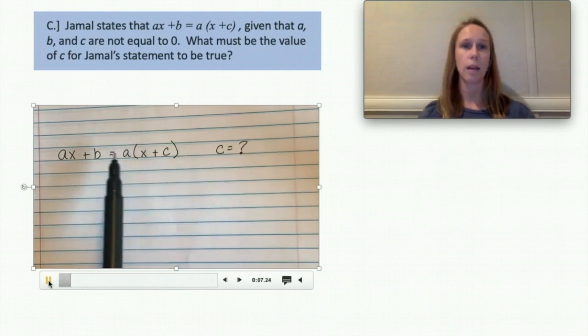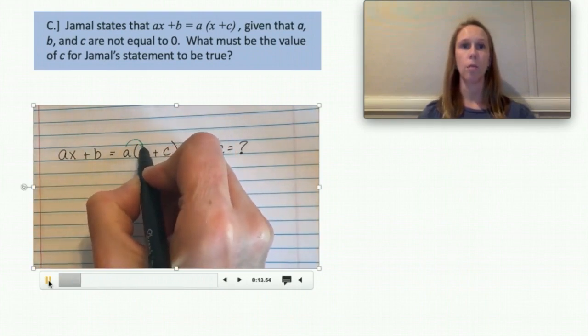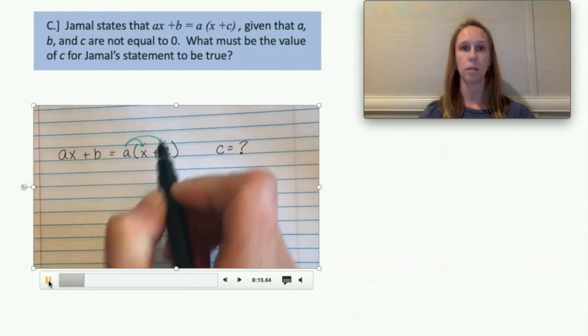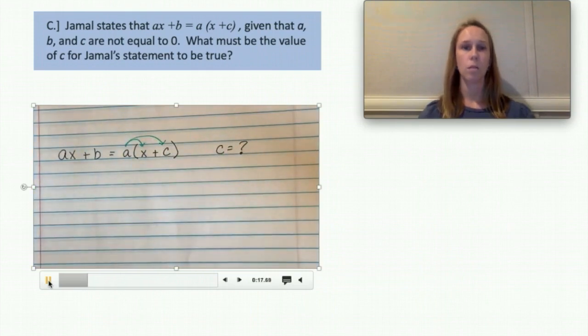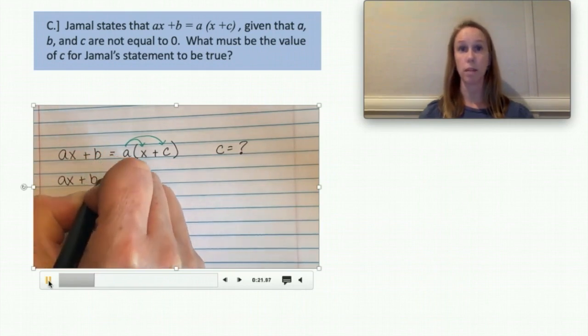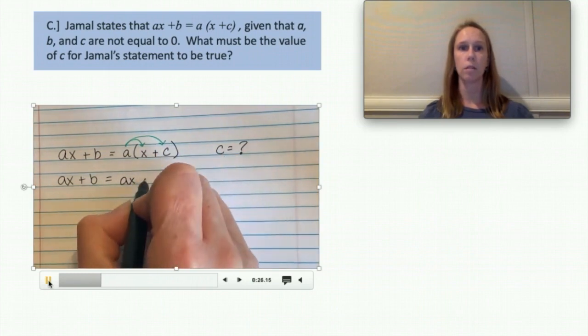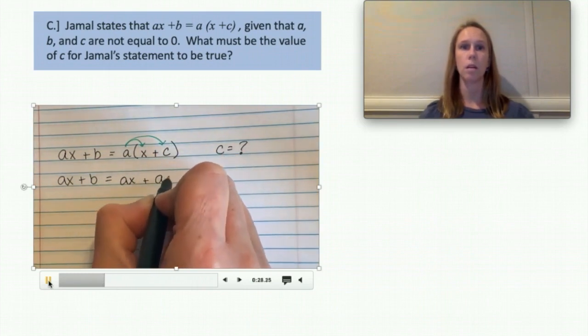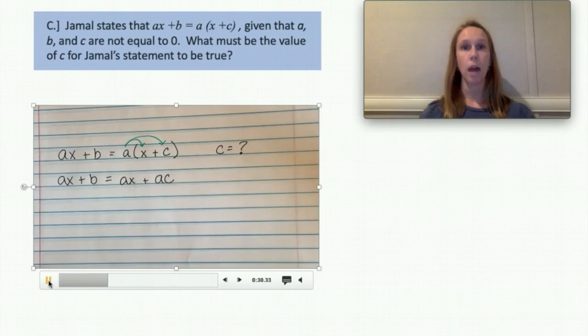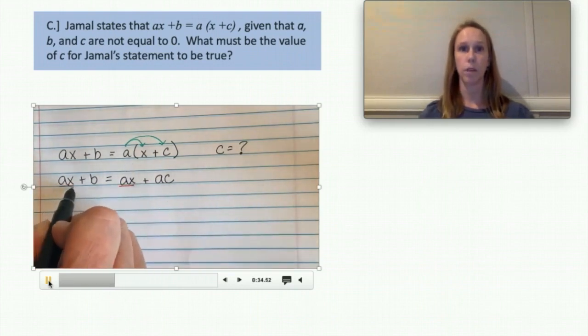So I'm going to begin by starting with the distributive property and distributing that a to both x and positive c. So when I rewrite the equation, I end up with a times x plus b, nothing changed there. And now a times x is ax plus a times c, which is ac. Now I just need to solve this equation by isolating c.